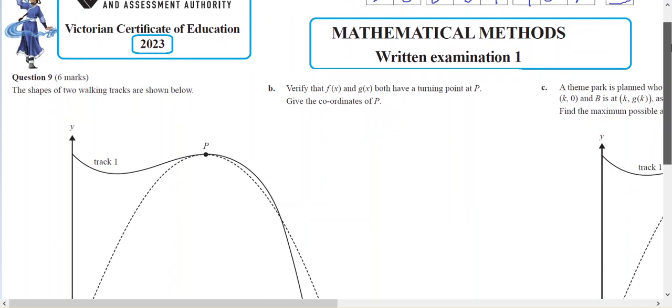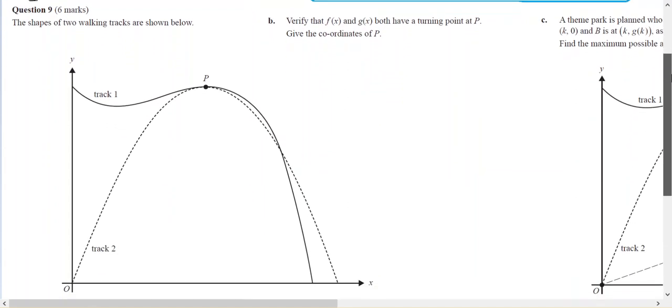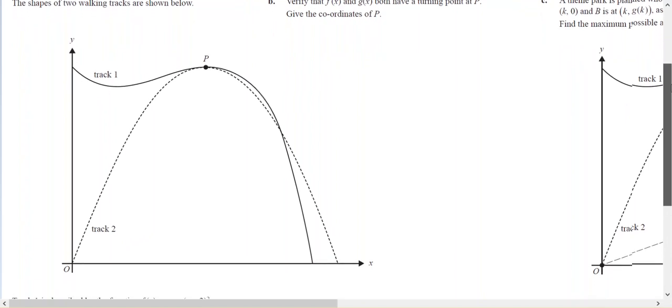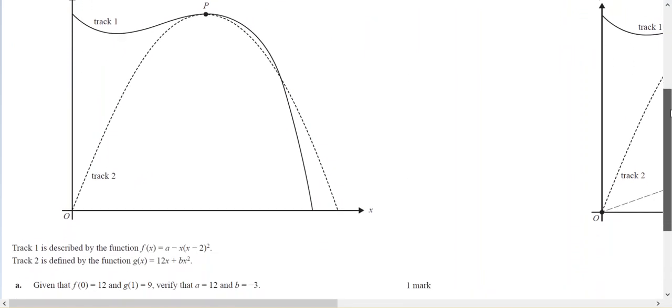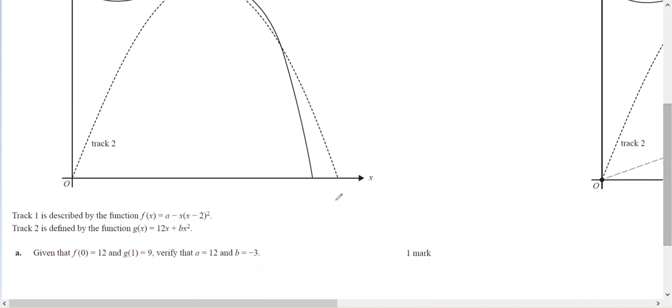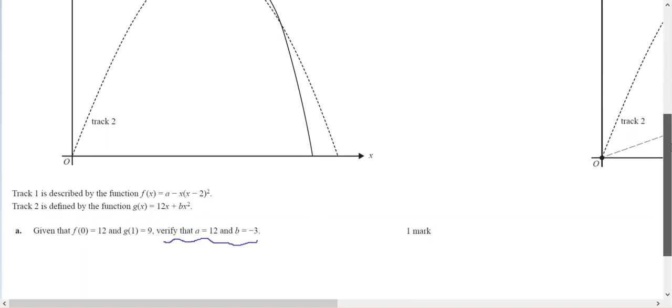Okay, so question number 9. We have two shapes of walking tracks shown, track 1 and track 2. We're given equations of track 1 and track 2, but there's an A and a B in each of the equations. The first one is a verification, just for 1 mark.